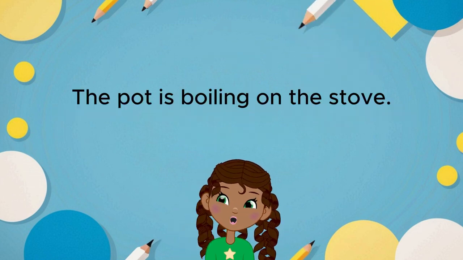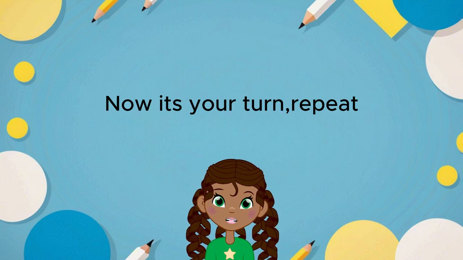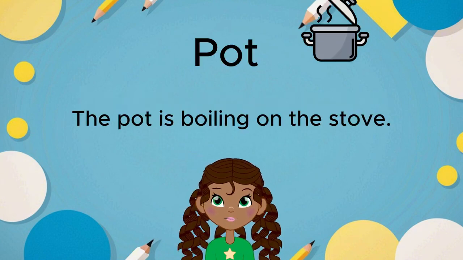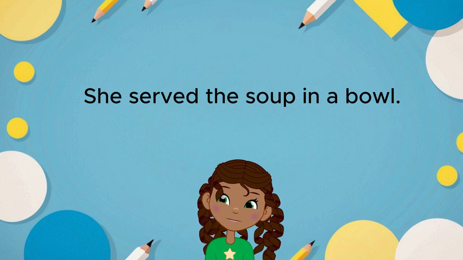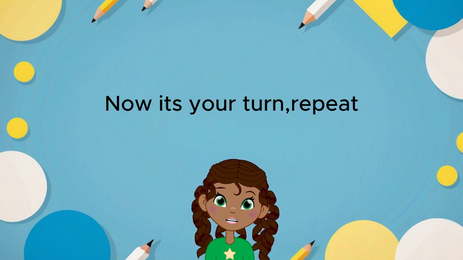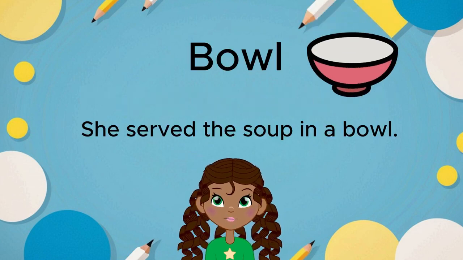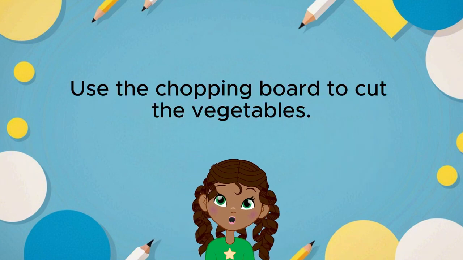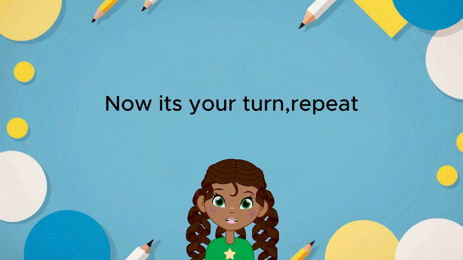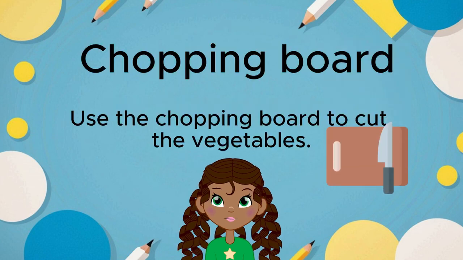Pot. The pot is boiling on the stove. Now it's your turn, repeat. Bowl. She served the soup in a bowl. Now it's your turn, repeat. Chopping board. Use the chopping board to cut the vegetables. Now it's your turn, repeat.